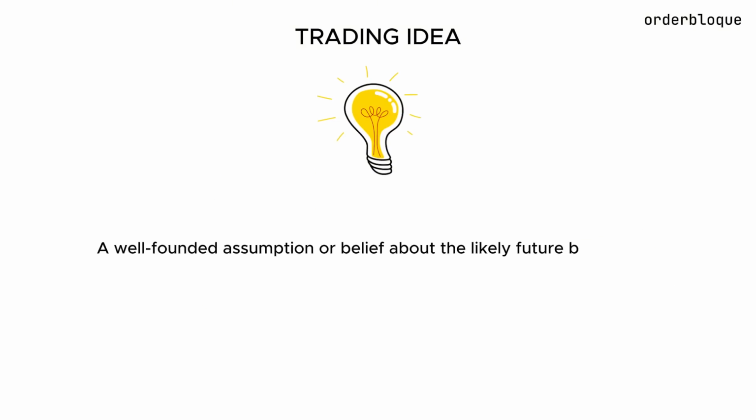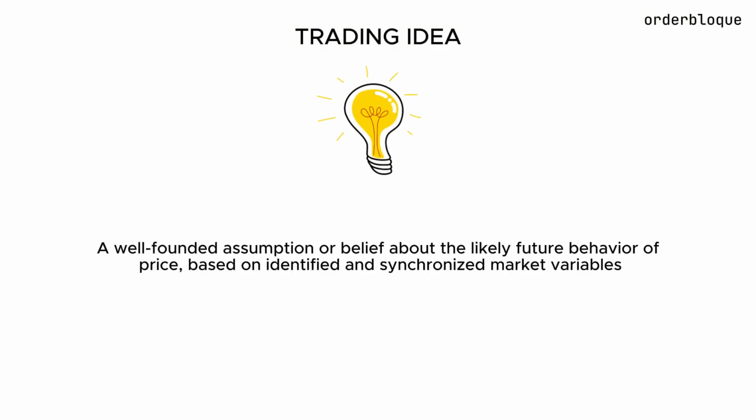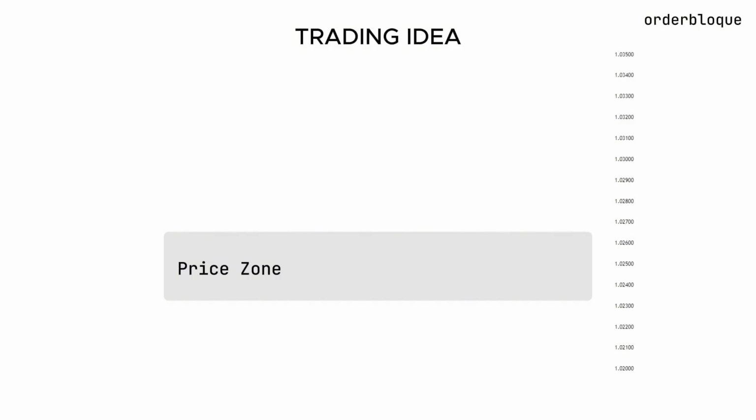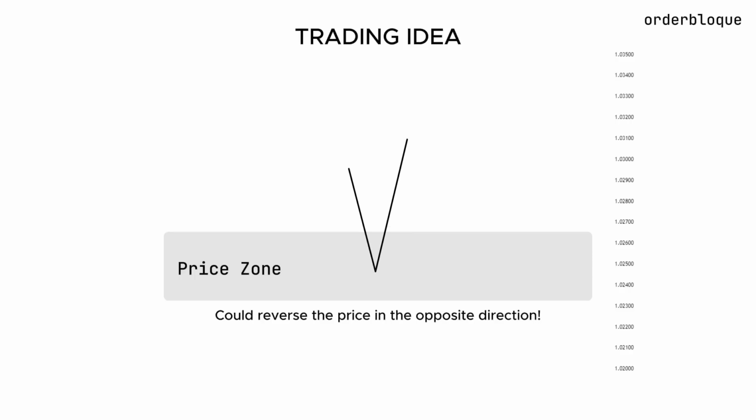In simplified terms, an idea represents a well-founded assumption or belief about the likely future behavior of price, based on identified and synchronized market variables. We'll discuss the variables a bit later. Now let's look at a specific example of an idea to better understand this process. Let's say that during our analysis, we discovered an important zone on the chart that interests us and, in our opinion, could reverse the price in the opposite direction after being tested. In other words, we have an idea that this zone may provide a reaction that we can monetize.